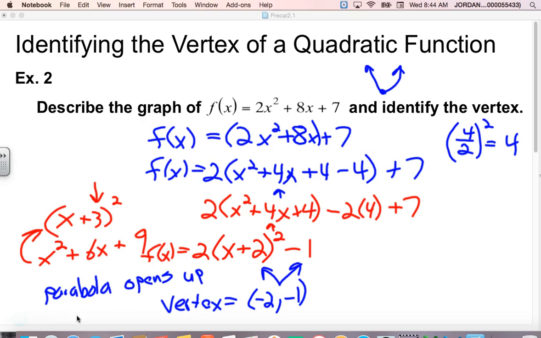You know it opens up based off the number in front of the parentheses. Okay, so this number right here. If it's positive, it opens up. If it's negative, it opens down. We know that because we know the negative flips the graph. So when it has to describe the graph, we just need to determine does it open up or down. So we've got a parabola that opens up because it's a positive number out front, and it's got a vertex at negative 2, negative 1.